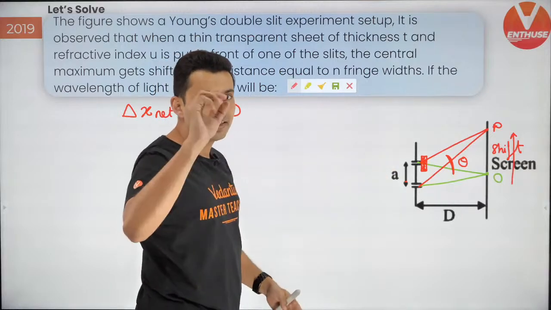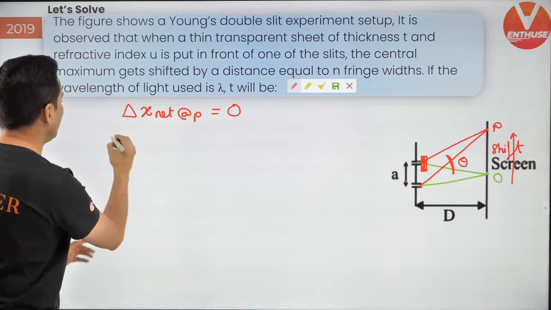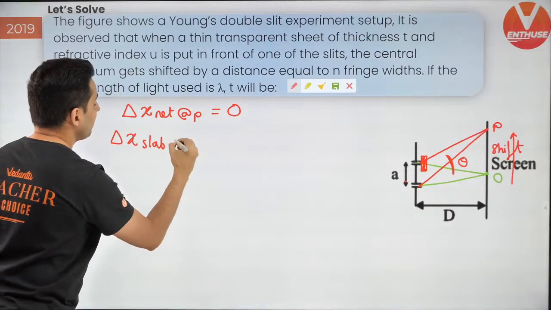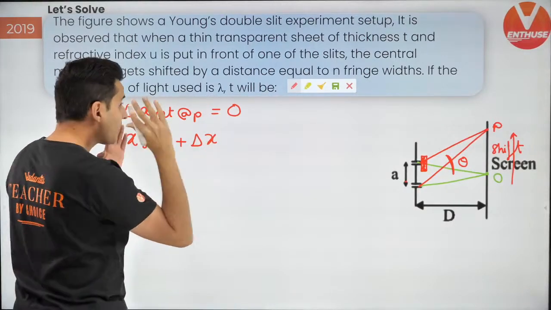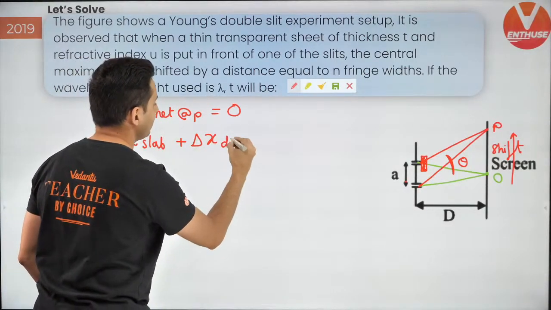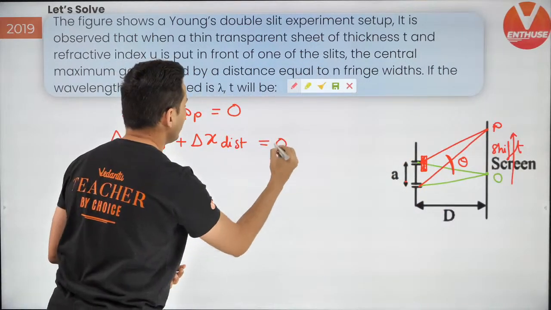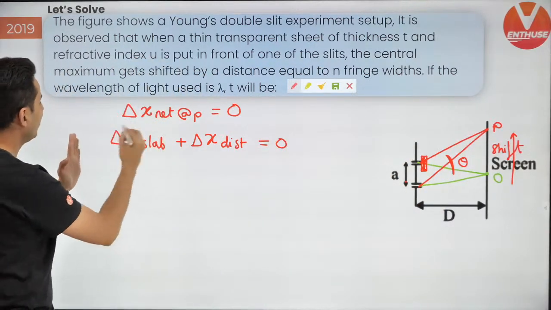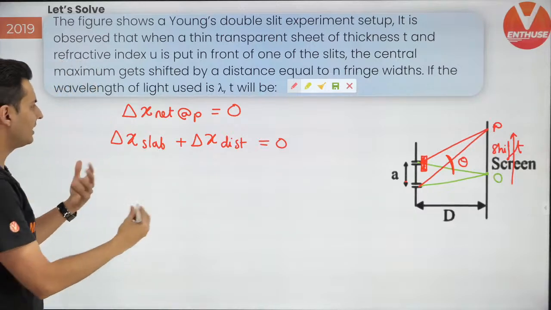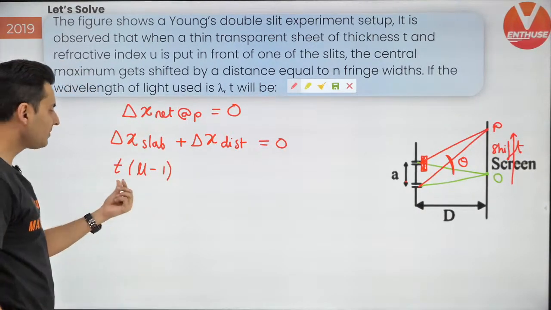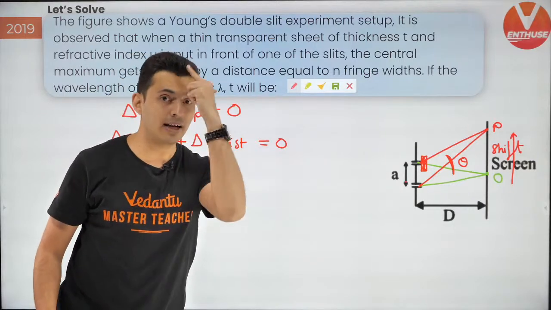rays arrive simultaneously. And what is the net path difference? The path difference because of the slab plus the path difference because of the distance actually. One is traveling more than the other, and this is 0. And now think about it. What is the path difference because of the slab? I just told you, thickness into refractive index minus 1. Isn't that right? Thickness into refractive index minus 1.